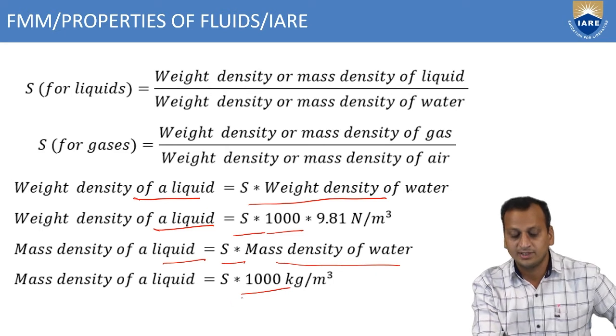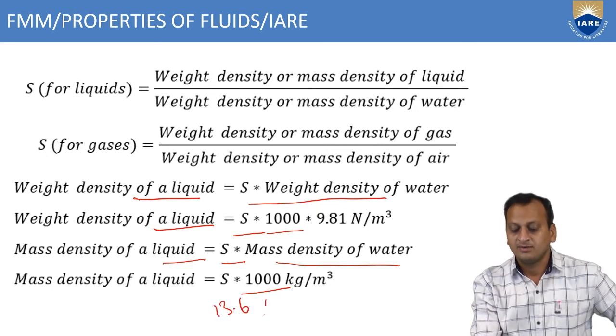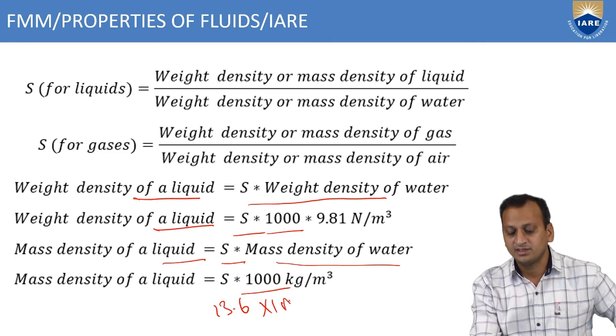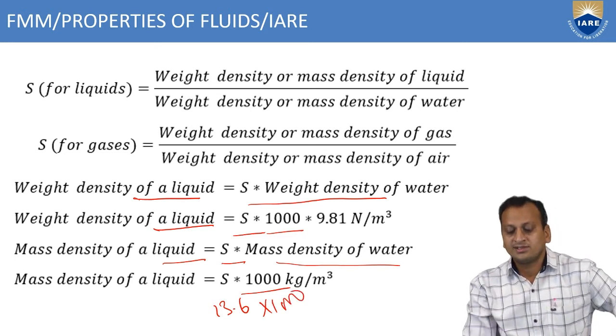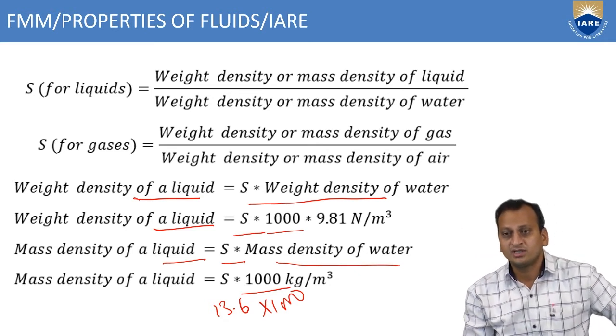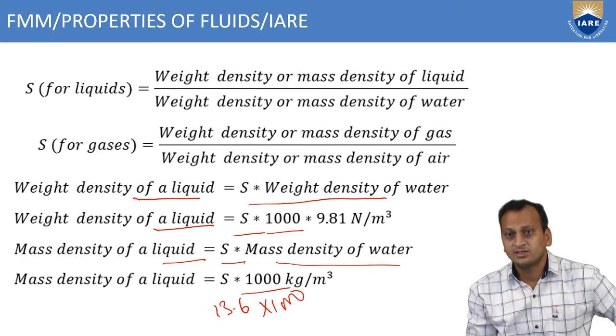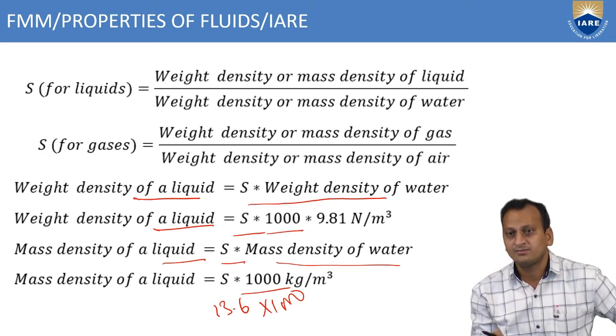So, specific gravity. If you know the specific gravity, the mass density of water is 1000. If the specific gravity of mercury is 13.6, and you multiply it with the mass density of water, 1000, then you will get the mass density of the liquid as 13.6 multiplied by 1000. Therefore, if you know the specific gravity, you can find out the mass density.